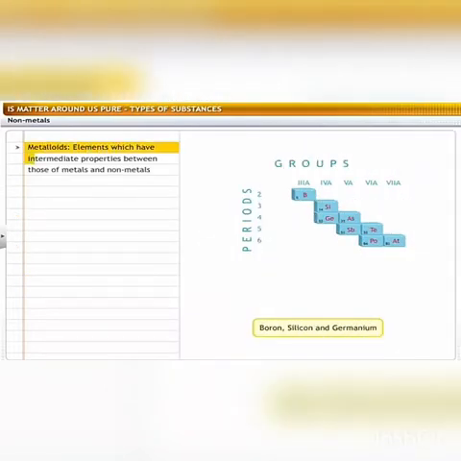The elements which have intermediate properties between those of metals and nonmetals are called metalloids. They are amphoteric in nature. Metalloids react both with acids and bases. For example, boron, silicon, and germanium.